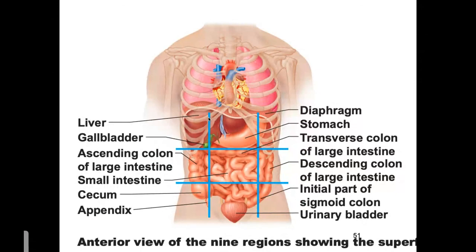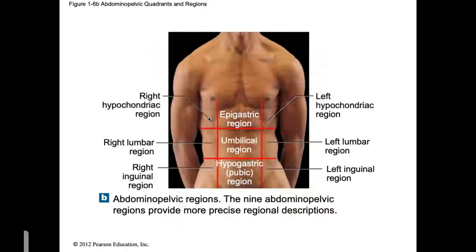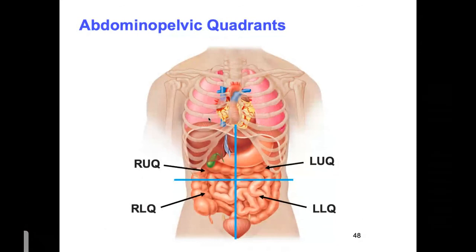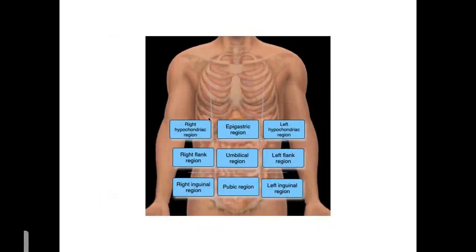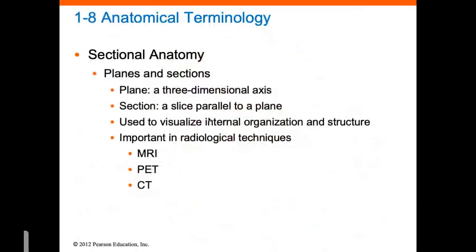And again, here are the organs that overlap with some of the quadrants, but we're looking at 9 regions. Most people, most healthcare professionals use the quadrants over the regions, but it is still taught and important to know both.